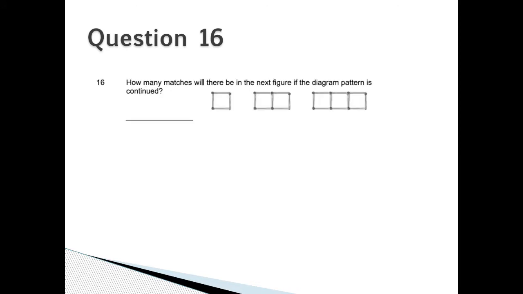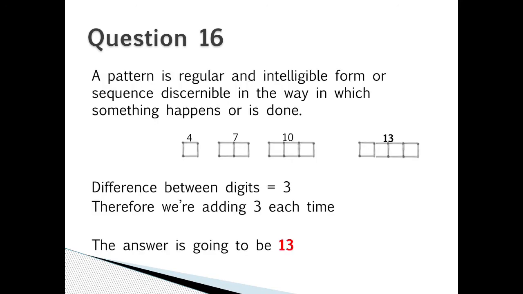Question 16. How many matches will there be in the next figure if the diagram pattern is continued? A pattern is a regular and intelligible form or sequence discernible in the way in which something happens or is done. The first one has 4, the second 7, the third one 10. If the pattern continues, there would be 13. The difference between the digits is 3. Therefore, we are adding 3 each time.